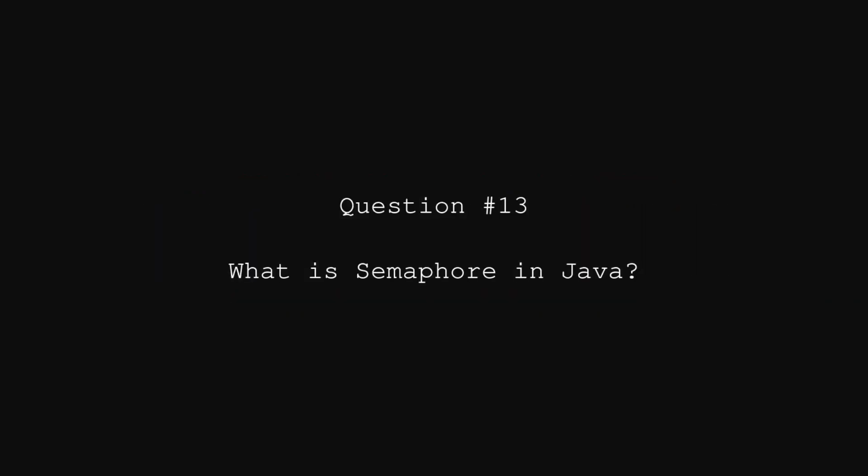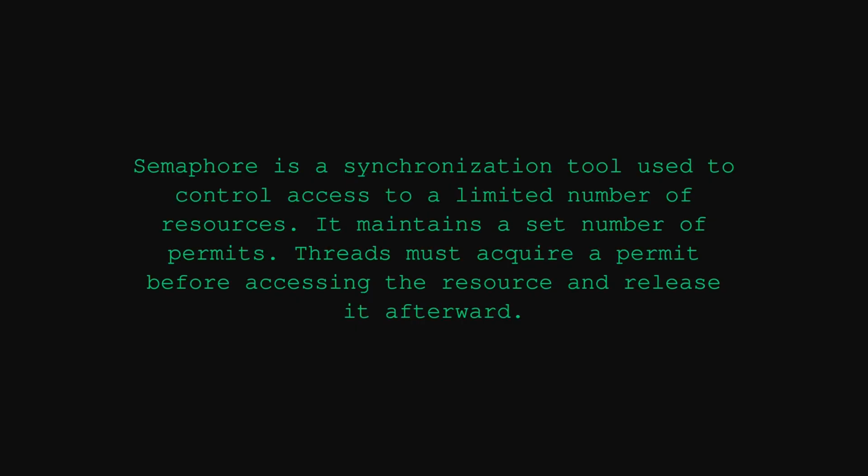Java interview question. What is Semaphore in Java? Semaphore is a synchronization tool used to control access to a limited number of resources. It maintains a set number of permits. Threads must acquire a permit before accessing the resource and release it afterward.